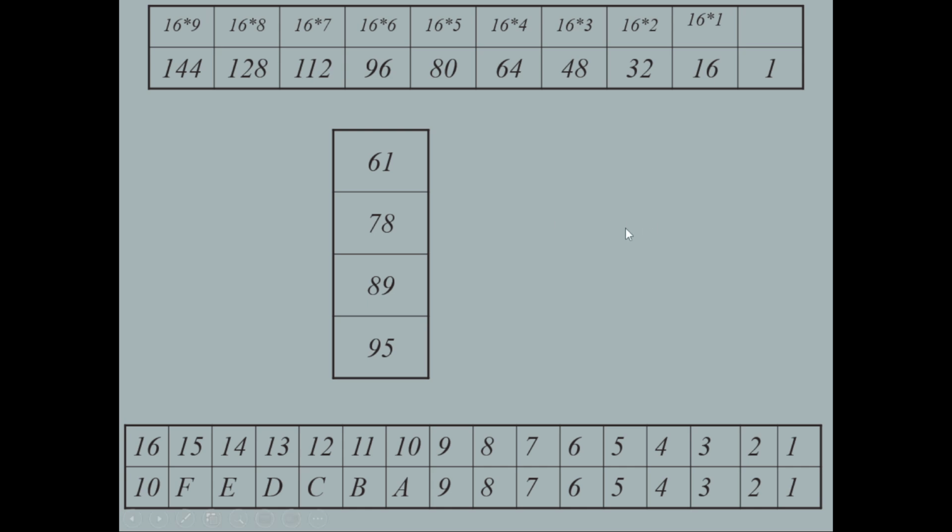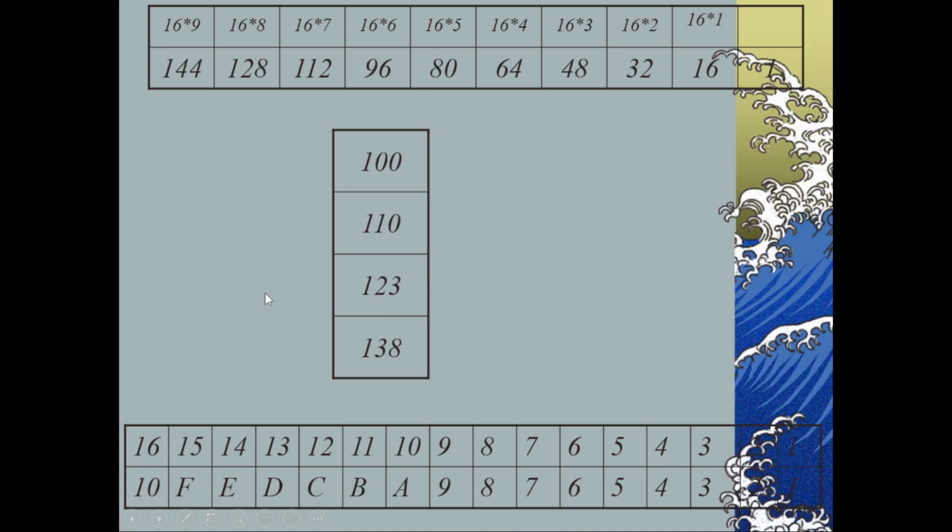All right, let's go through and take a look at these. So 61 is 3 groups of 16 with 13 left over. 78 is 4 groups of 16. 4 groups of 16 is 64. All right, what's left over? 14. How do you say 14 in hex? E. 89 is 5 groups of 16 with 9 left over. 95 is 5 groups of 16 with 15 left over.